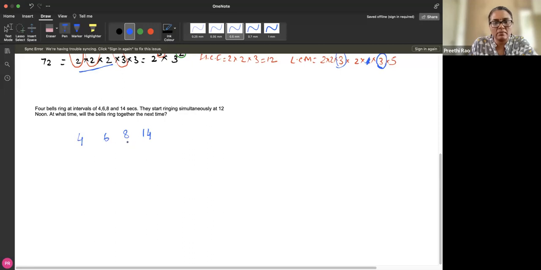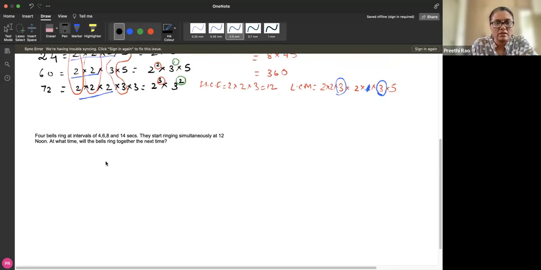So let's say it's 12 noon. All 4 bells are ringing. Let's say the bells are A, B, C, and D. Let's say bell 1, bell 2, bell 3, and bell 4. At 12 noon, bell 1 is ringing, bell 2 is ringing, bell 3 is ringing, and bell 4 is ringing. Now what happens after 4 seconds?